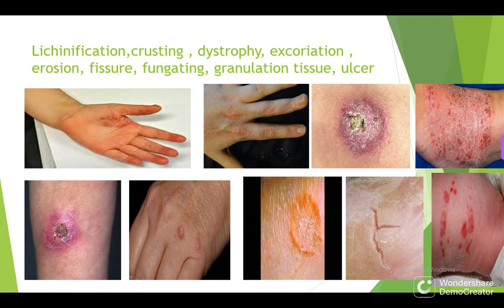It is shown here. Lichenification, crusting, dystrophic nails, seen in cases of, for example, psoriasis, and excoriation are seen here, and the erosions, fissure, fungating, and granulation tissue oozing out here, and an ulcer is formed. These are the secondary changes in the lesion. If they are present, they are not primary changes, they are secondary changes.